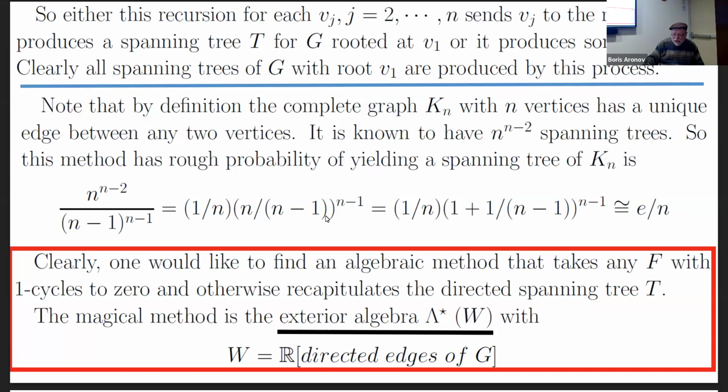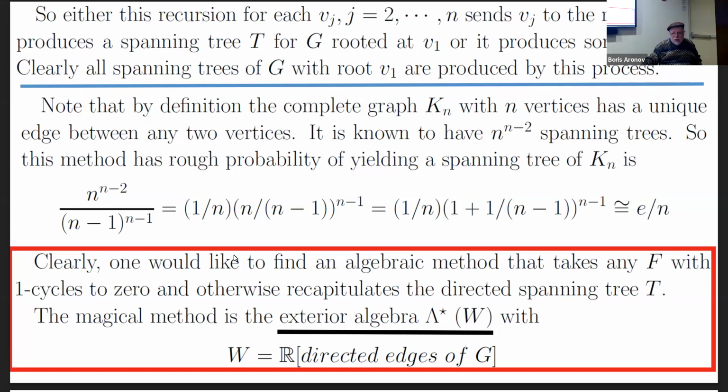And the exterior algebra, I'll explain what an exterior algebra is in a moment, but the exterior algebra starts with a vector space always, and then it produces a certain algebra out of that vector space. The vector space that's going to be in use here, in the Kirchhoff type treatment, is the vector space of directed edges of the graph. So I take the directed edges of the graph and I produce a vector space of that dimension, and that's going to be the vector space W. And from W, I'm going to produce a certain algebra, and then from that algebra, I'm going to get a list of the spanning trees. Okay, that's the plan.